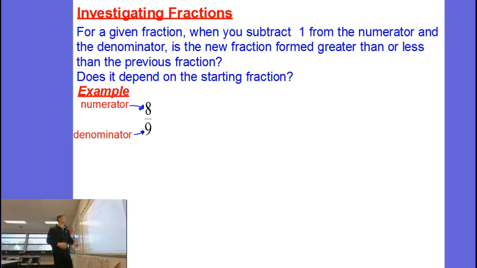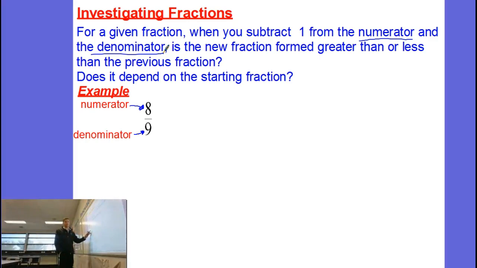Let's try this investigation. It says for a given fraction, when you subtract the number 1 from the numerator and the denominator, this is going to form for us a new fraction. Now, is this new fraction formed greater than or less than the previous fraction? And does it depend on the type of starting fraction you began with? So let's look at an example.